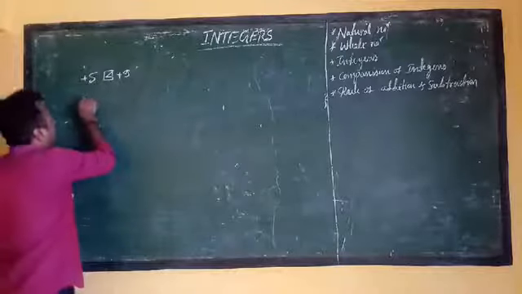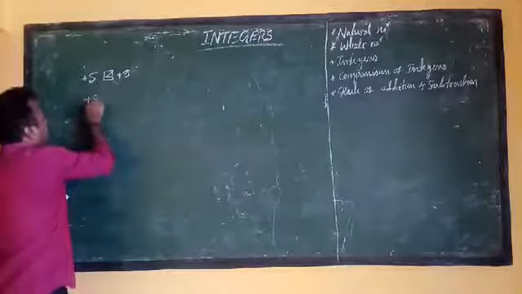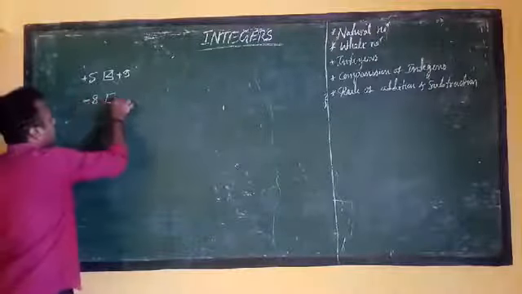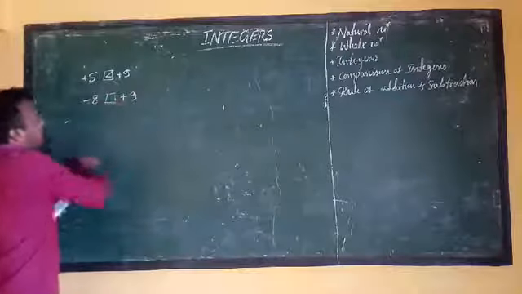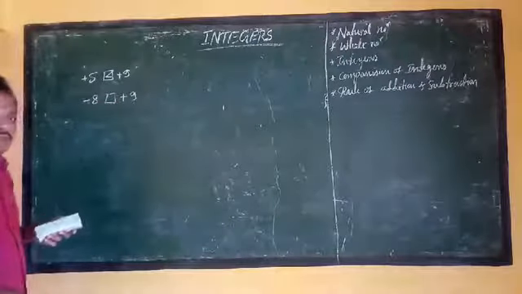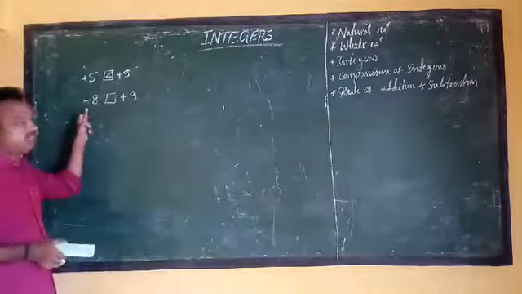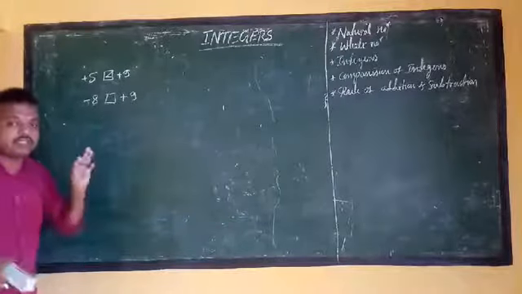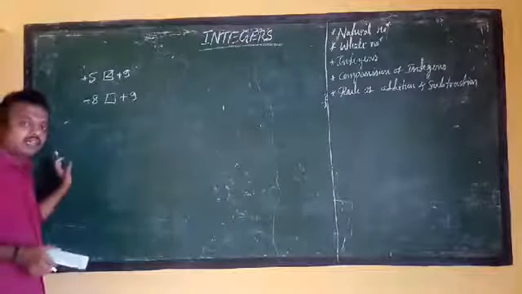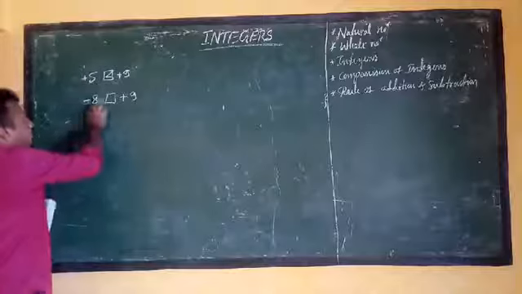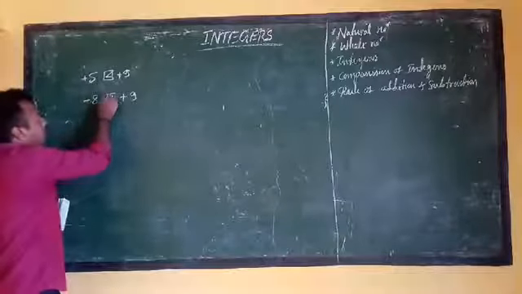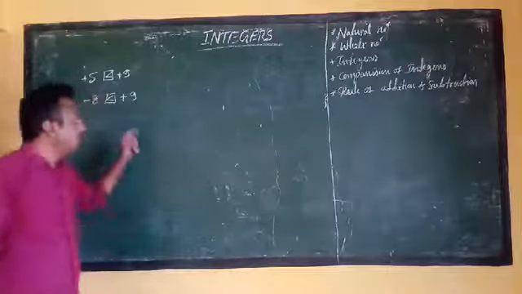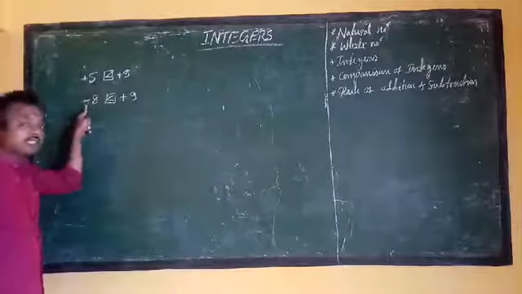So next, minus 8 and plus 9 we should take. One positive and one negative is there. So positive is greater than negative integers. Every positive integer is greater than every negative integer. So if the signs are different, minus and plus, we can also easily find out which is smaller and which is greater. Therefore plus 9 is greater than minus 8.